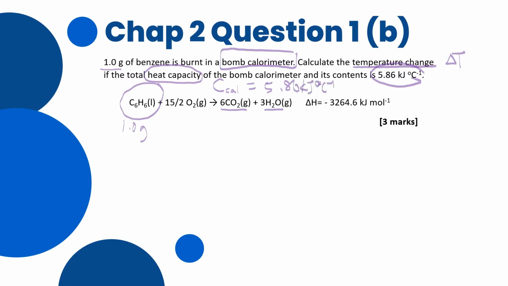And we are given the amount of delta H for 1 mole of benzene burned. But we need to know how many moles are actually burning in this scenario.